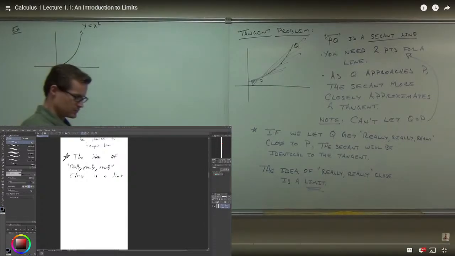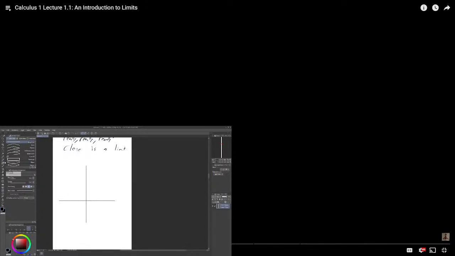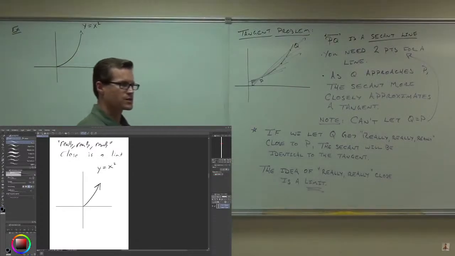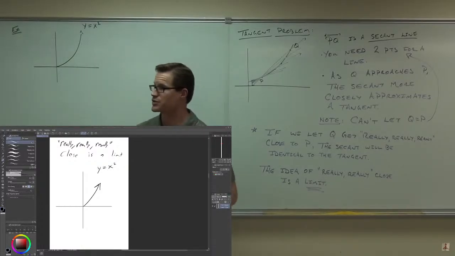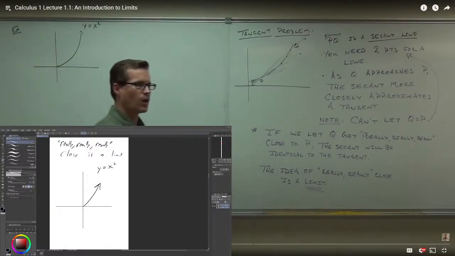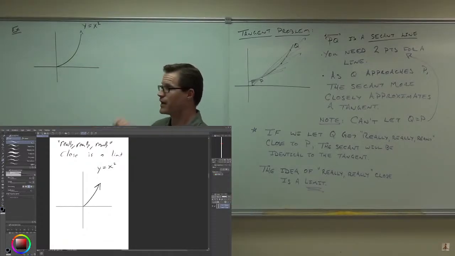Y equals x squared. He drew a graph that said y equals x squared. It's a parabola or something. Here's the goal to this problem. I want us to find the equation of the tangent line to this curve at a certain point.